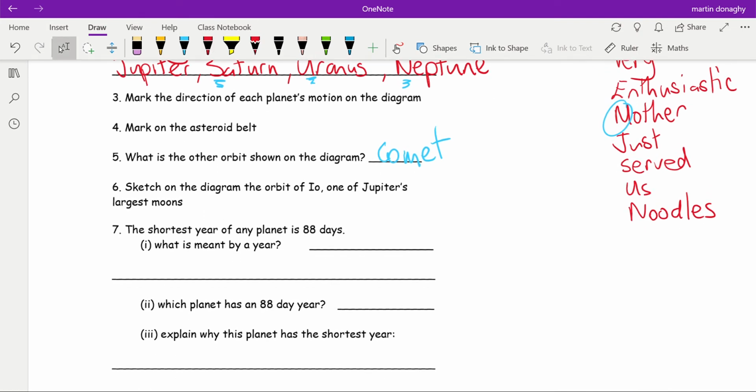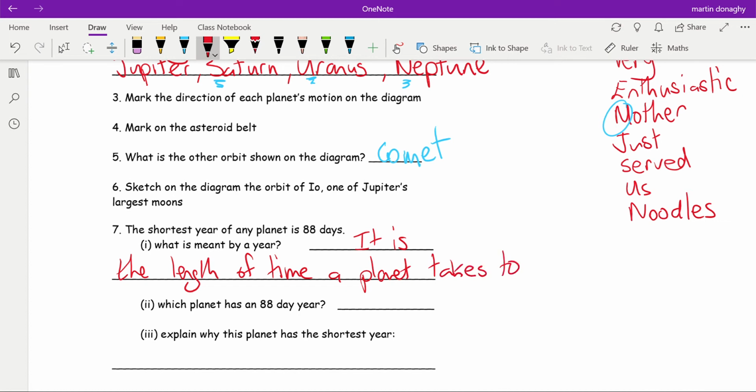The shortest year of any planet is 88 days. What is meant by a year? It is the length of time a planet takes to orbit the sun or its star. Which planet has an 88-day year? It is Mercury.